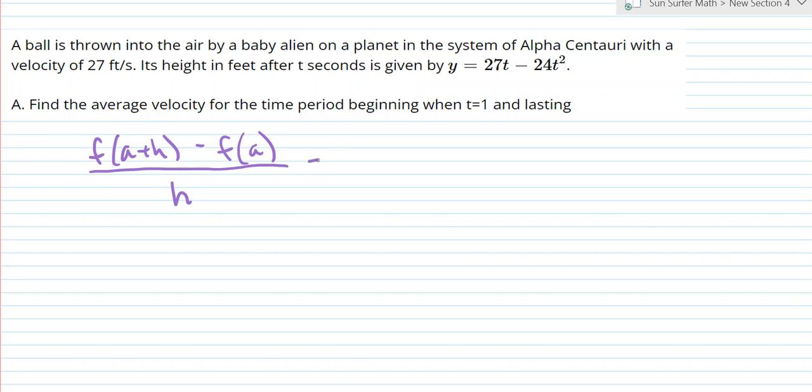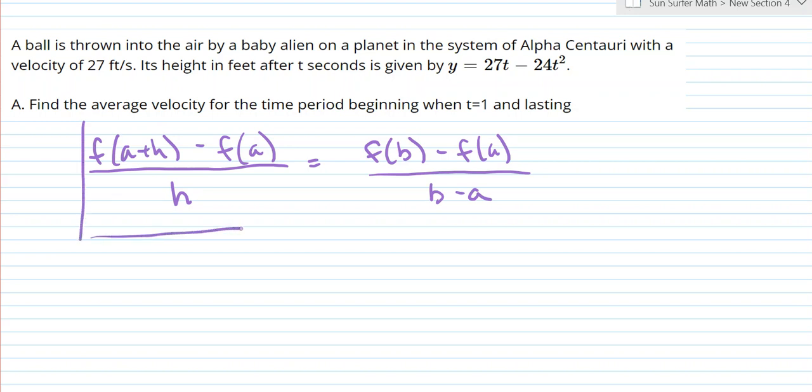Now, this is really just another version of our average rate of change formula, which is f of b minus f of a all over b minus a. And in another video, I demonstrate how these two formulas are related. But in this particular case, we're going to want to use this version of the formula because we're going to be using different values of h. And by using this formula, we don't have to do the entire problem completely from scratch.